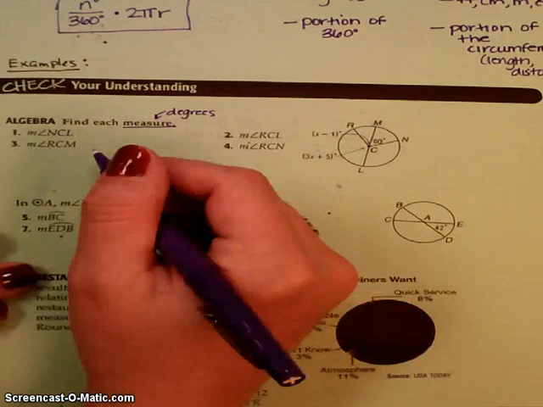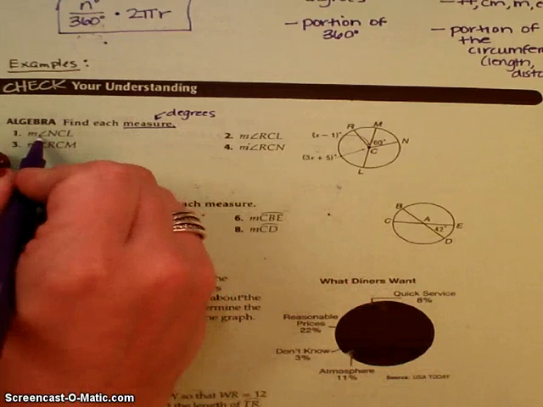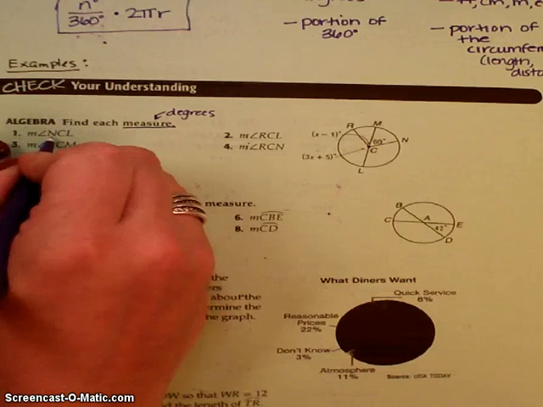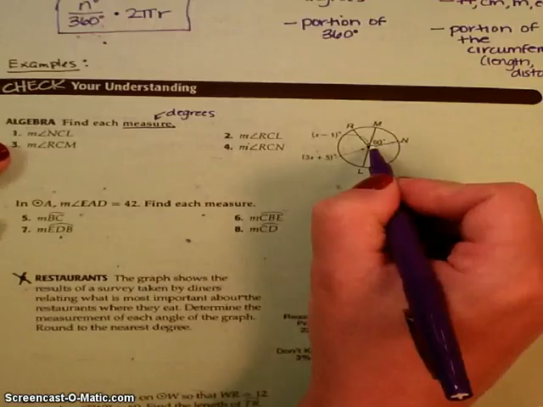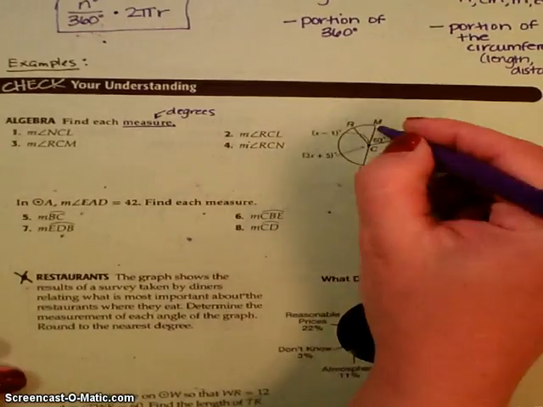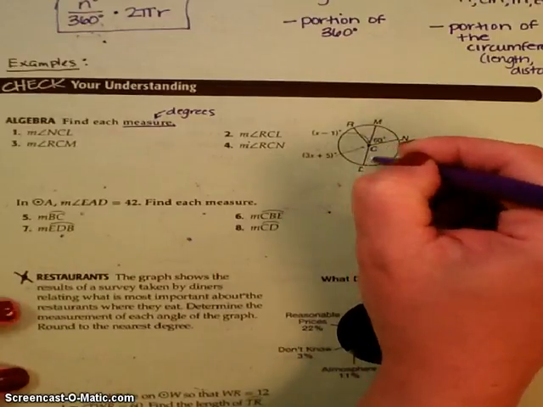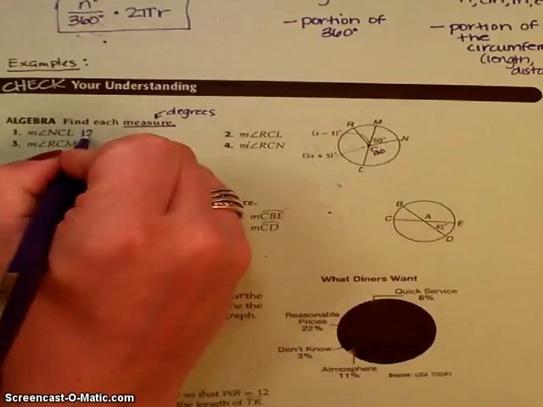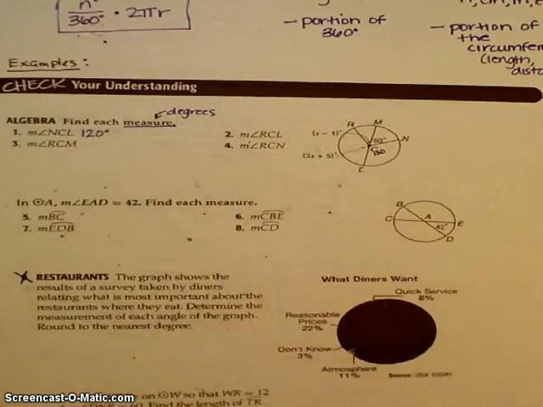Okay, so now if we look at this, notice these are angles. We are looking for angles. So the measure of angle NCL. Well, if you'll notice, ML is a diameter. This is 60, so if we subtract, that would make this one 120. So it looks like NCL is 120.